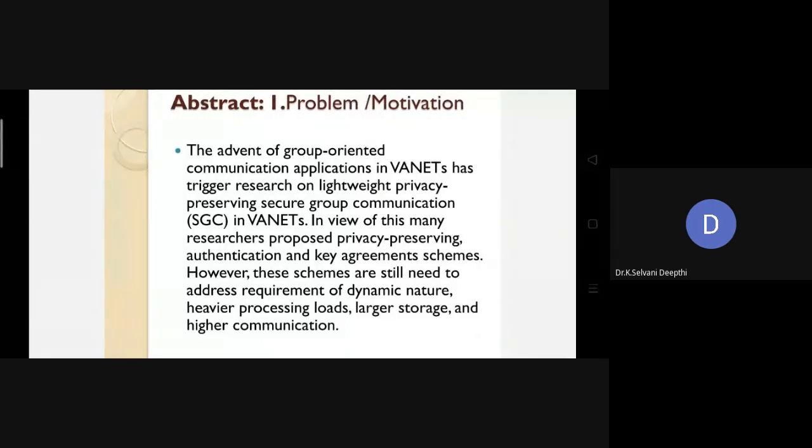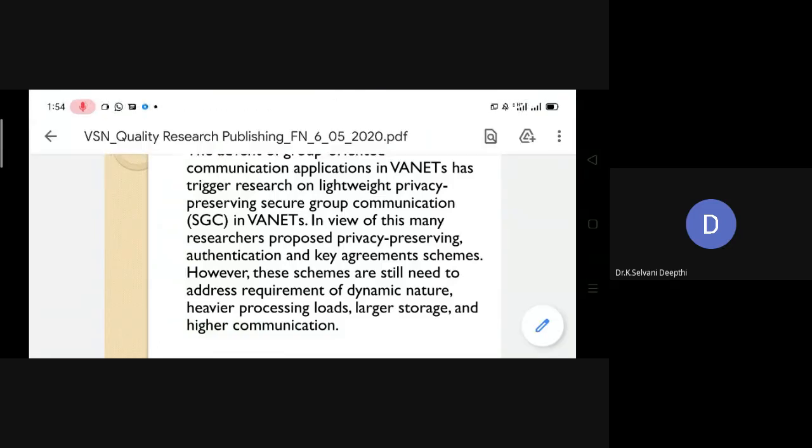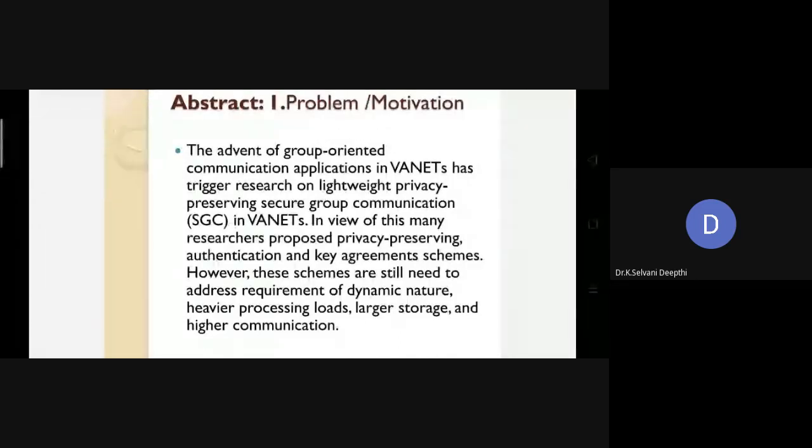In view of this, many researchers, because you are not the only researcher working on this, many researchers are working on that. Already many papers are there. So we have to write about that, and we have to find out certain problems in those papers. In view of this, many researchers proposed privacy-preserving authentication key agreement schemes. However, there are some problems.